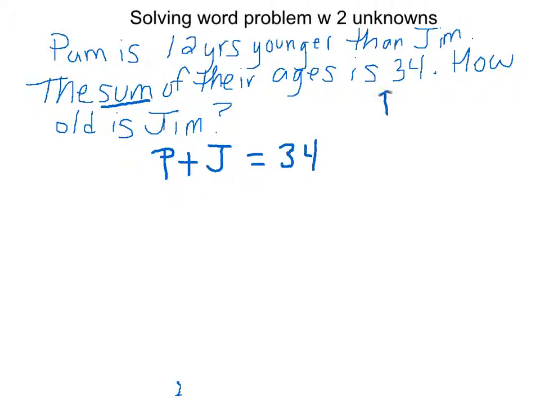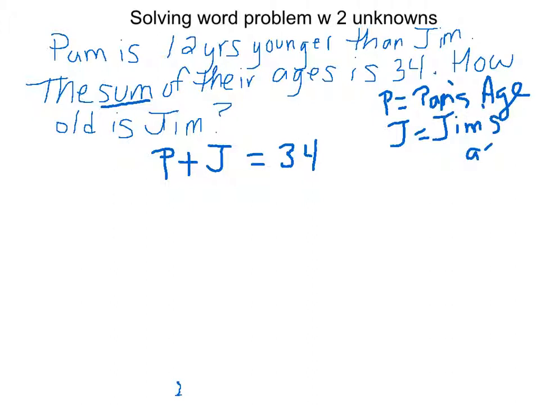And it's really nice if we do this. P equals Pam's age, J equals Jim's age. Especially if you have something like this as an assessment, you would want to definitely do what they call defining the variable. What does P stand for? What does J stand for? So we know that they are added together.